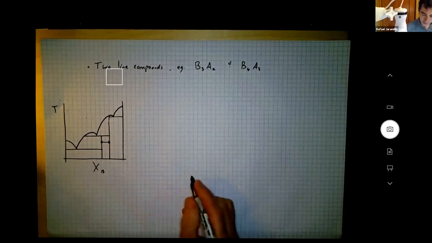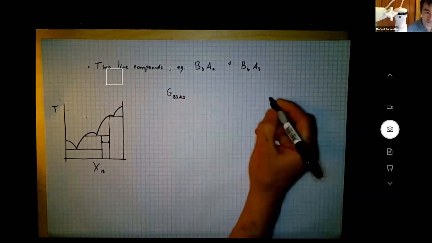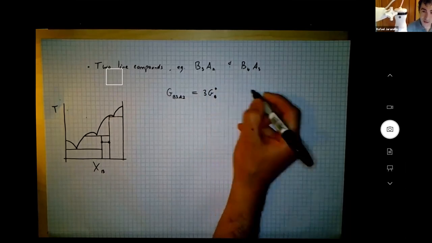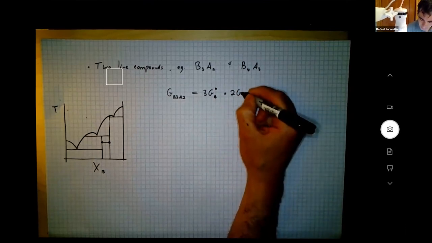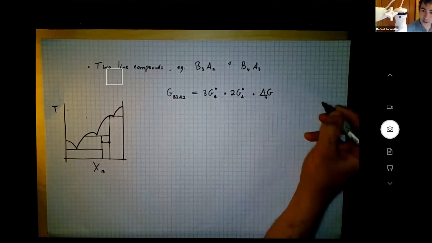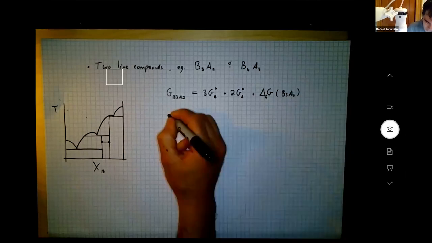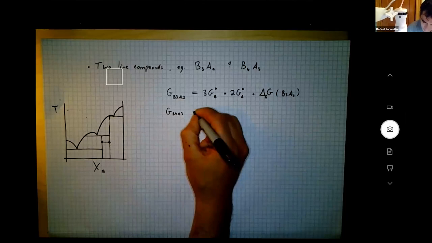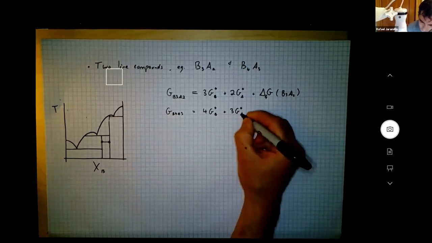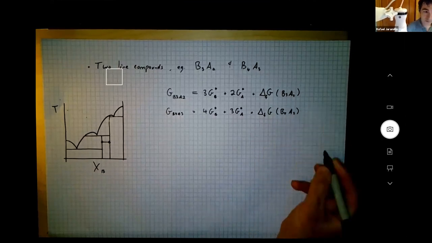So let's see. The Gibbs free energy of B3A2, one mole of that, is 3 times the Gibbs free energy of B in its reference state, plus 2 times the Gibbs free energy of A in its reference state, plus delta G of formation of B3A2. The Gibbs free energy of B4A3 is 4 times that of pure B plus 3 times that of pure A plus the free energy of formation of B4A3. Okay.